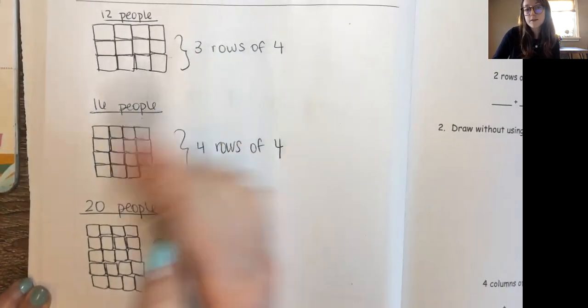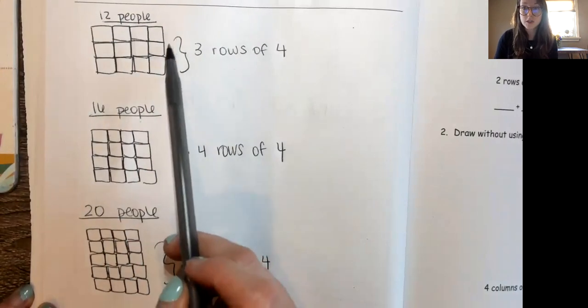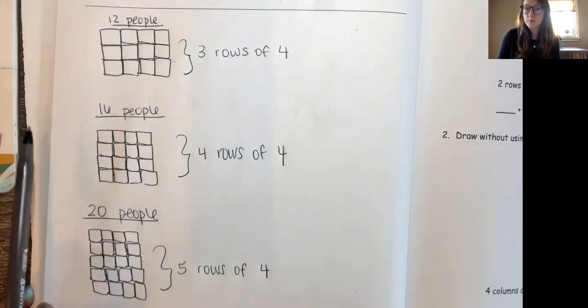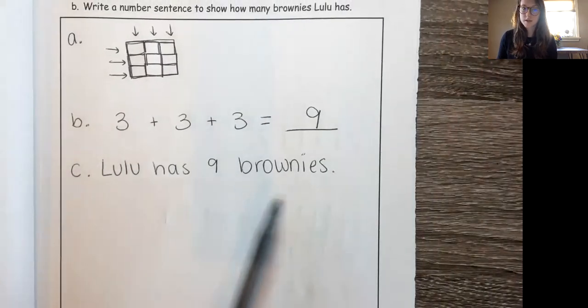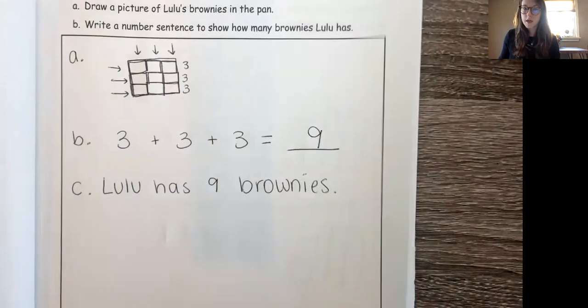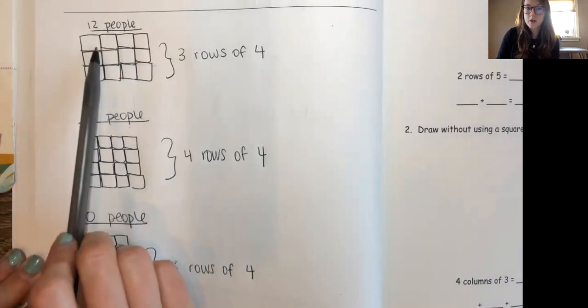So this is like a challenge, right? You don't have to do this part, but this is a part to show you that you can challenge yourself and you can figure out how many you would need to cut in order to serve more people. So for my first part, I got Lulu has 9 brownies, right? Because she has 3 in this row, 3 in this row, and 3 in this row. And then in order to figure out how she would need to cut it to serve this many people, we just added another column or another row. So we have 3 rows of 4, 4 rows of 4, and 5 rows of 4.